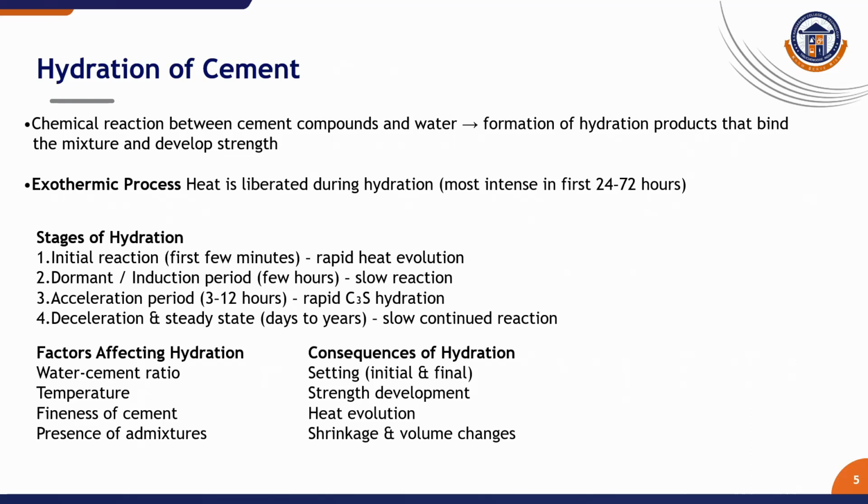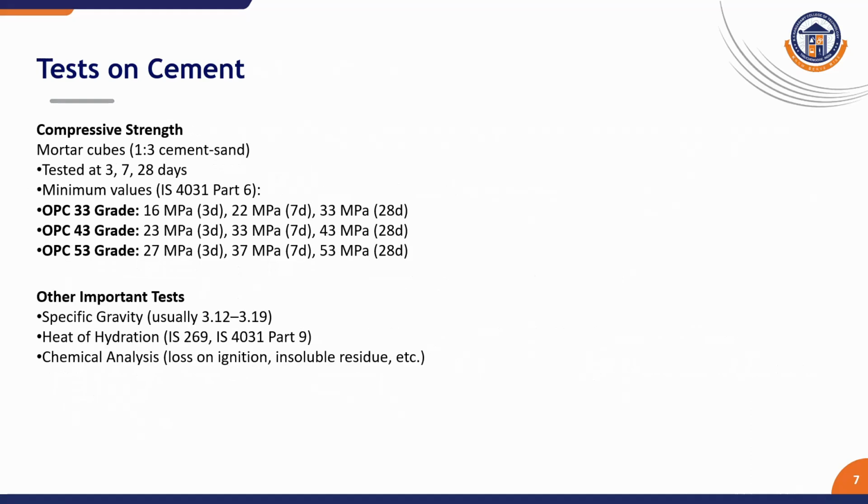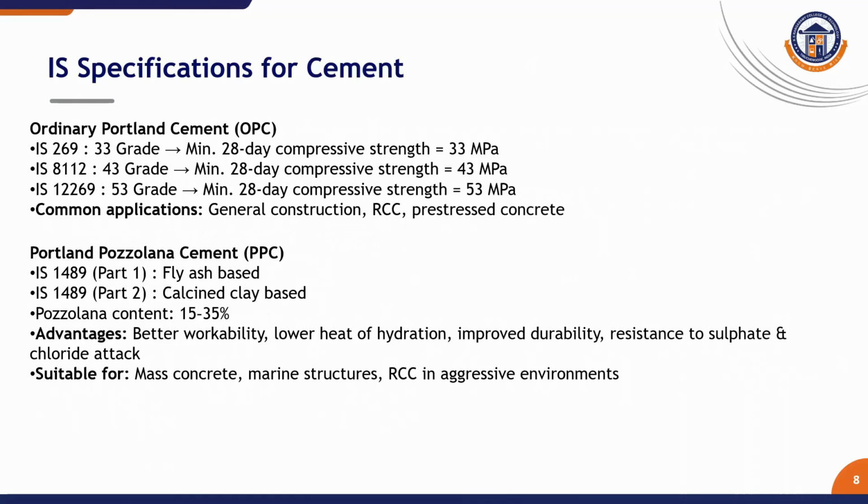Setting time is crucial for workability. We have initial and final setting time. Compressive strength is tested at 3, 7, and 28 days, and it determines the grade of cement. Heat of hydration is important, especially in mass concreting structures like dams, to avoid thermal cracking. And also, specific gravity is usually around 3.15.